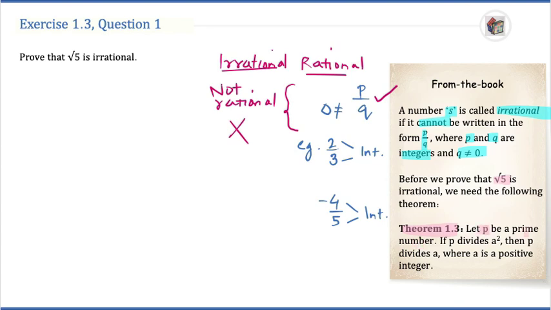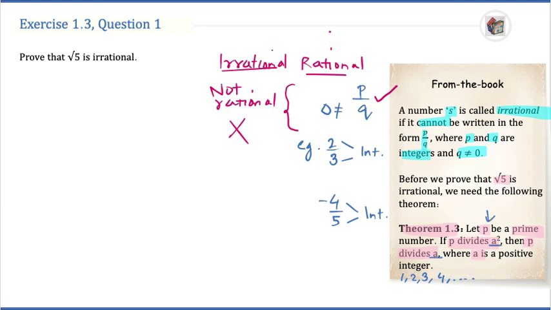Let p be a prime number. It's any prime number. It could be 2, 3, 5, 7, anything. I don't know the value. If p divides a squared, then p divides a also, where a is a positive integer. So a could be just about any positive integer in the world. Positive integers are 1, 2, 3, 4, and so on. Forever and ever, they'll keep going.